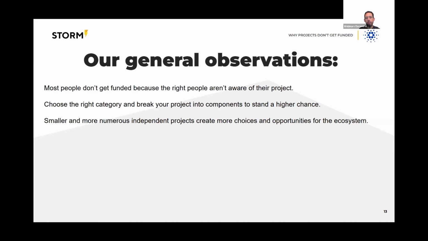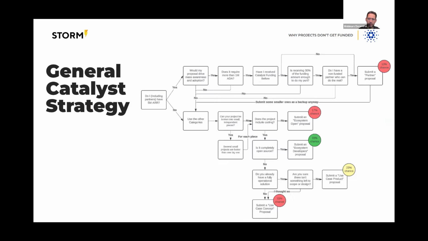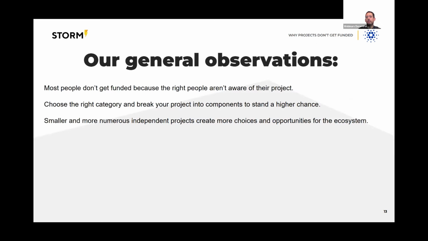But it is a learning curve, and getting feedback early is going to increase your chances. Secondly, they need to choose the right category and break the projects into components to stand a higher chance. Again, if you do an all or nothing bid into the product category, you only have a, let me look at that again, a 23% chance.